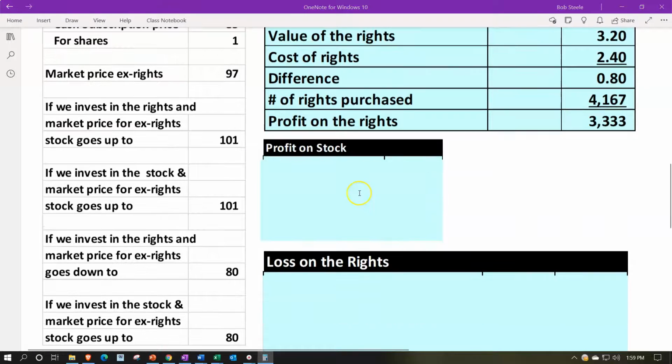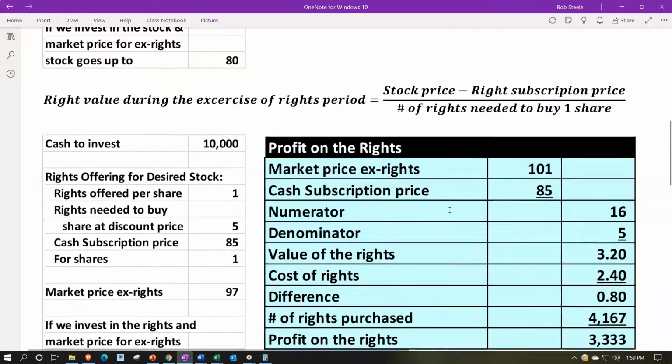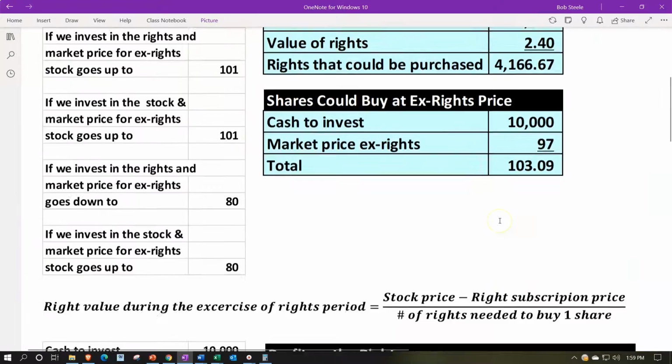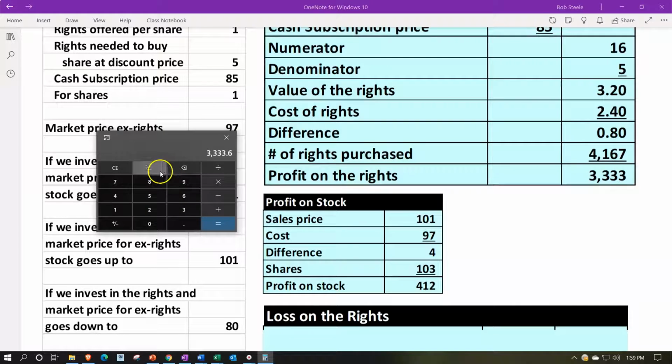What if, on the other hand, we invested in the stocks themselves? So now the sales price of the stock went up to 101. If we didn't buy the rights, but rather the stocks at the X rights price, the 101 minus the 97 would be 4. That would be the difference. And then we purchased how many shares? We purchased about 103 shares. So 4 times 103 would give us 412. Plugging that into the calculator, 4 times 103 about gives us 412.